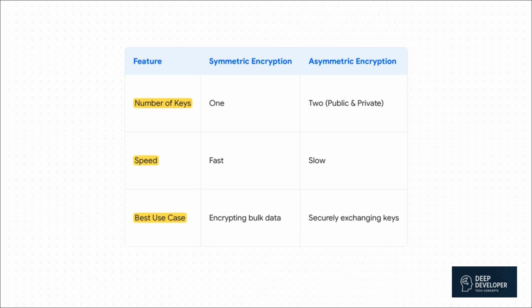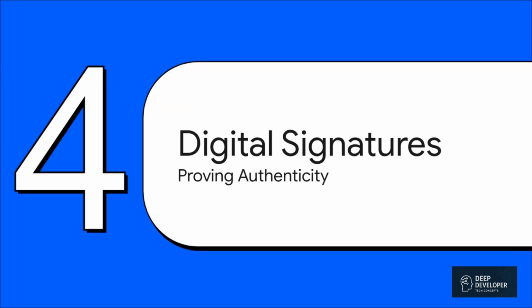Asymmetric encryption, on the other hand, has two keys. It's much, much slower, but its whole job is to solve that original problem, securely exchanging another key. Now, asymmetric encryption has another amazing trick up its sleeve. It's not just for taking secrets.